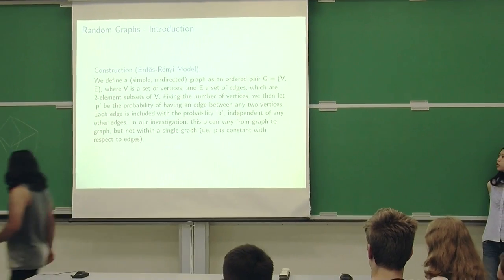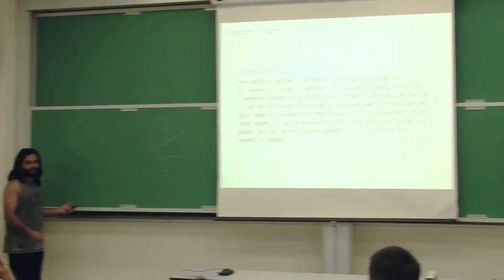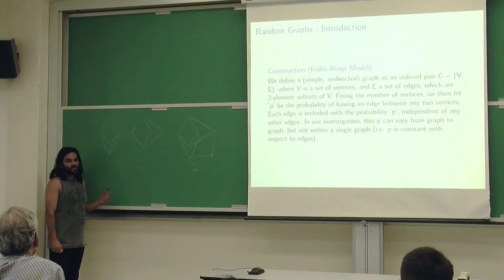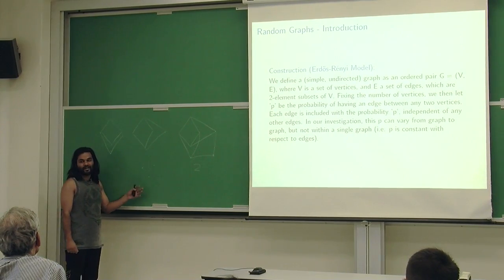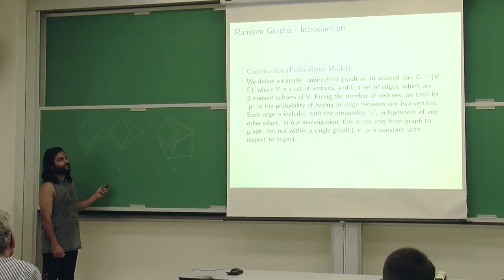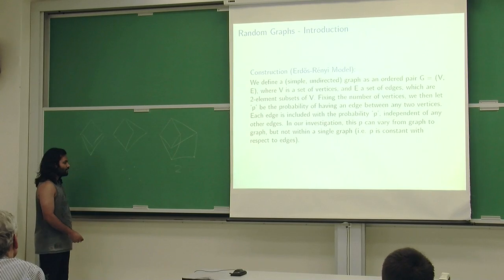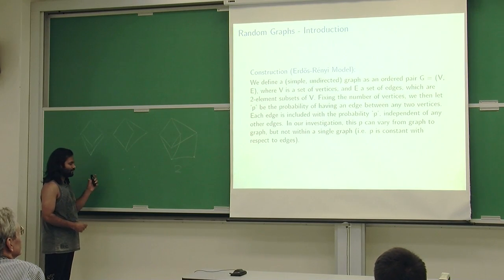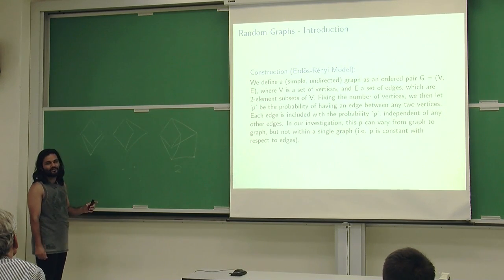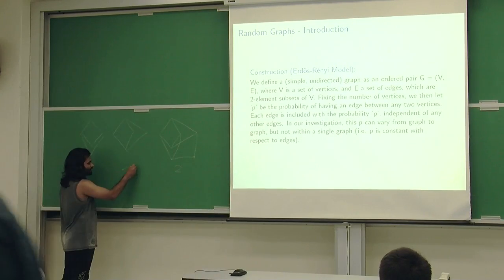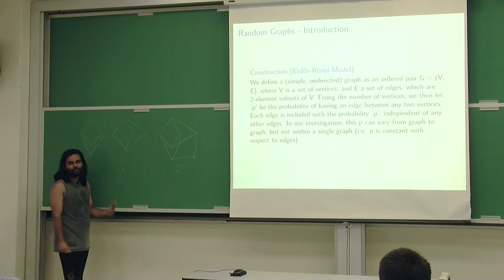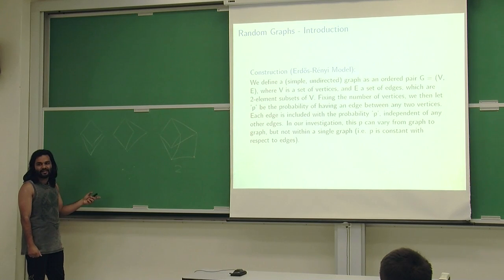So basically, to construct a random graph, we first fix a number of vertices. So say we have 4 vertices, and then for every possible edge, we assign a probability that we have it. And this is the Erdős–Rényi model. The important things here are that this graph is, first of all, simple, and secondly, undirected. Undirected means that the edges don't have directions. And simple means that there's at most one edge between 2 vertices, and there are no self-loops.